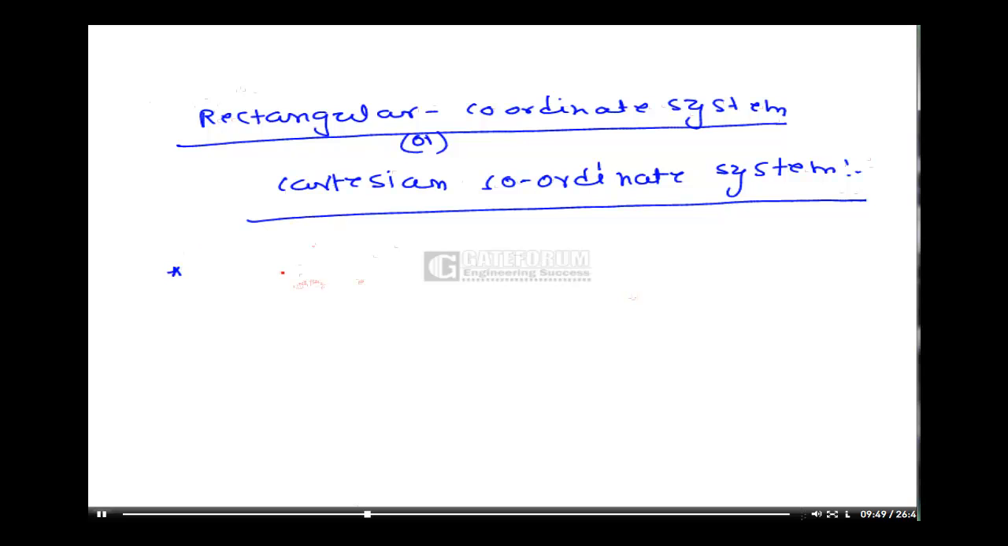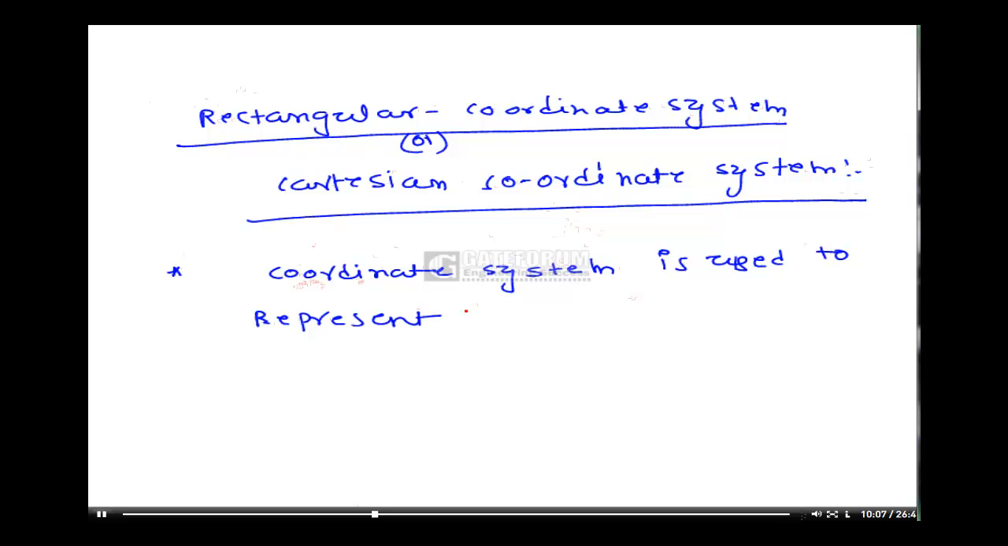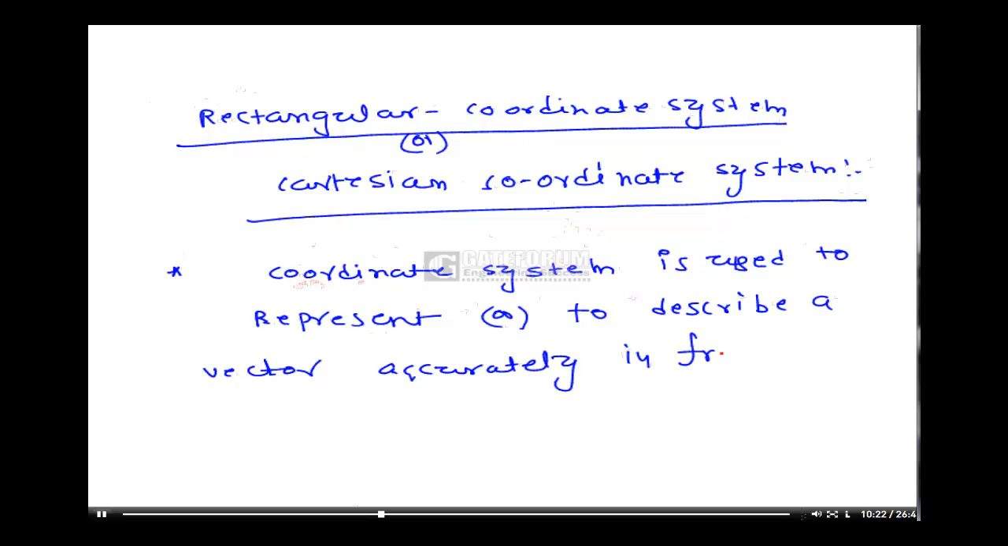So we can say that a coordinate system is used to represent or to describe a vector accurately in free space. That is the advantage of using a coordinate system. There are plenty of coordinate systems, so we will discuss them one by one in our later discussion.